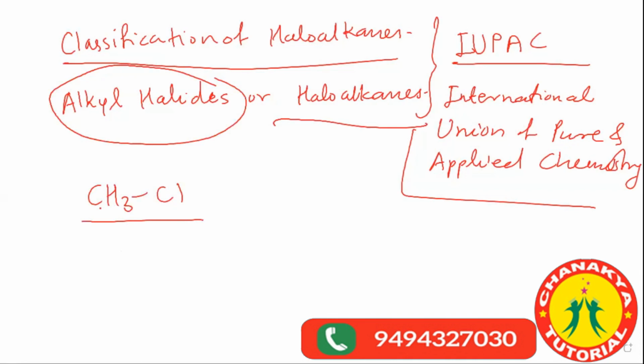Fine. So shall I give you a few examples? Can you write down the names? Let me see whether you understood or not. Methane is the parent and it is attached with chlorine. So the common name would be what? Methyl chloride. And its IUPAC name would be chloromethane.